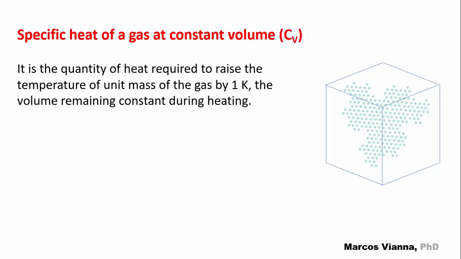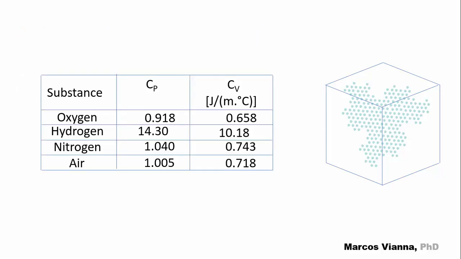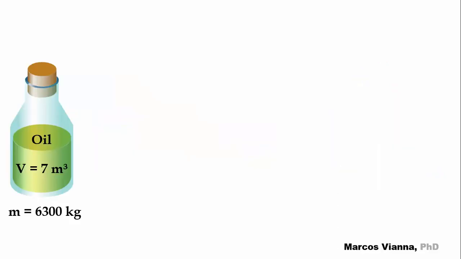Also, there is the specific heat of a gas at constant volume. It is defined as quantity of heat required to raise the temperature of unit mass of the gas by 1 Kelvin, keeping the volume constant during heating. In this table, we can find some Cv values for common gases. These two parameters are very important when we study the relationships between pressure, volume, and temperature in gases. Okay, let's solve some problems.